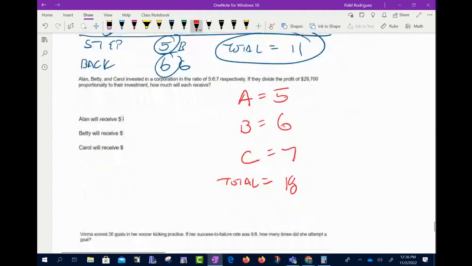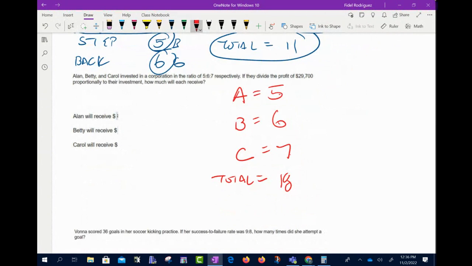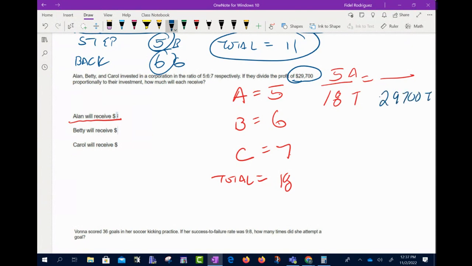So this is how I'm going to do this problem here, y'all. If we're trying to figure out how much Alan's going to receive, Alan's going to receive 5 out of the total of 18 parts, okay? Now, this is Alan, and that's the total. When I set up my first fraction, it tells me how to set up my second one. Total profit, y'all, was 29,700. So that 29,700, that's going to go to the bottom. That X is going to go to the top, and that's going to tell me how much money Alan's going to receive, right?